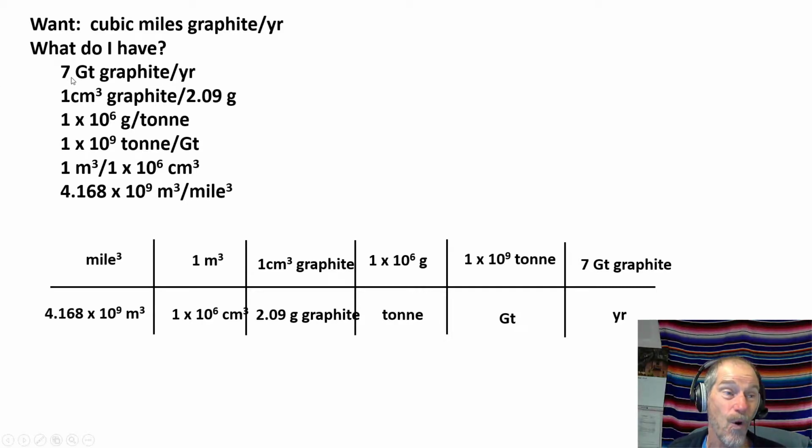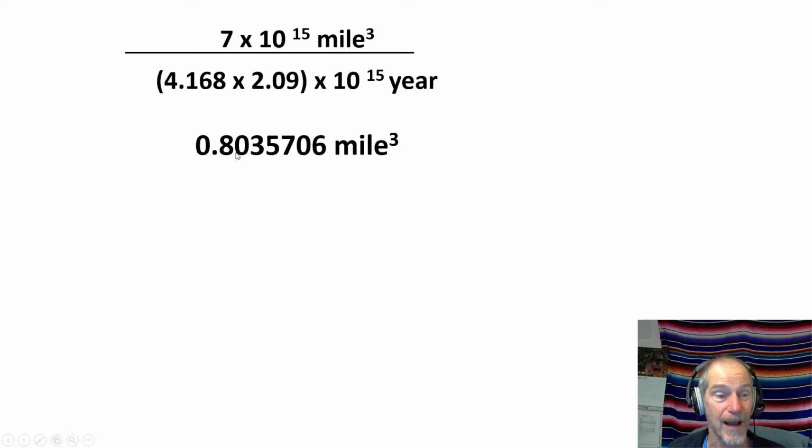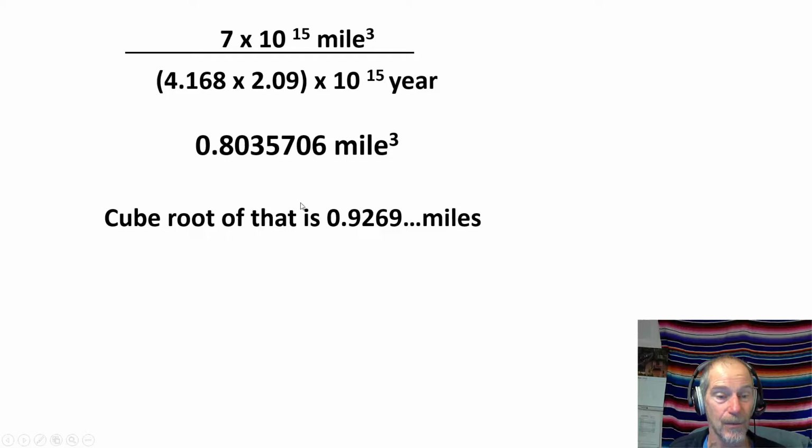So we end up with 1, or well, our choices are 1 or 3. We go with the smaller one, 1. So I'm going to round my 0.9 to 1 mile. So it's a cube of graphite that's conveniently 1 mile by 1 mile by 1 mile.